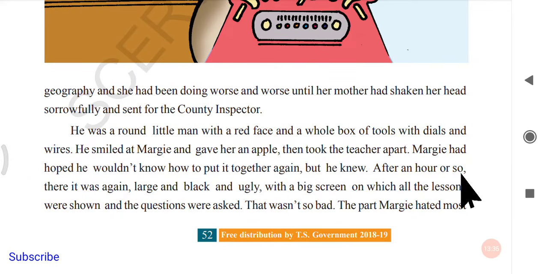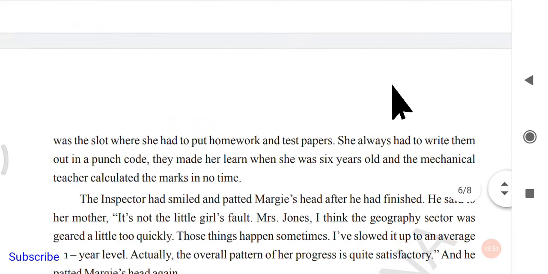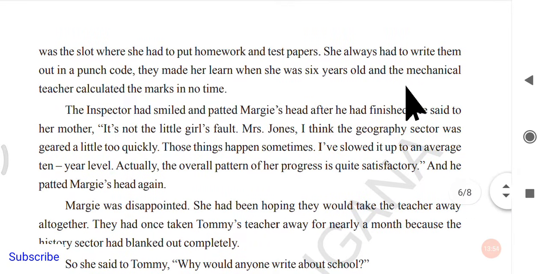So after an hour or so, there was again a large, black, and ugly machine with a big screen on which all the lessons were shown and the questions were asked. That wasn't so bad. The part Margie hated the most was the slot where she had to put homework and test papers. She always had to write them in a punch code they made her learn when she was six years old, and the mechanical teacher calculated the marks in no time. So, this is the situation that she is undergoing every day.